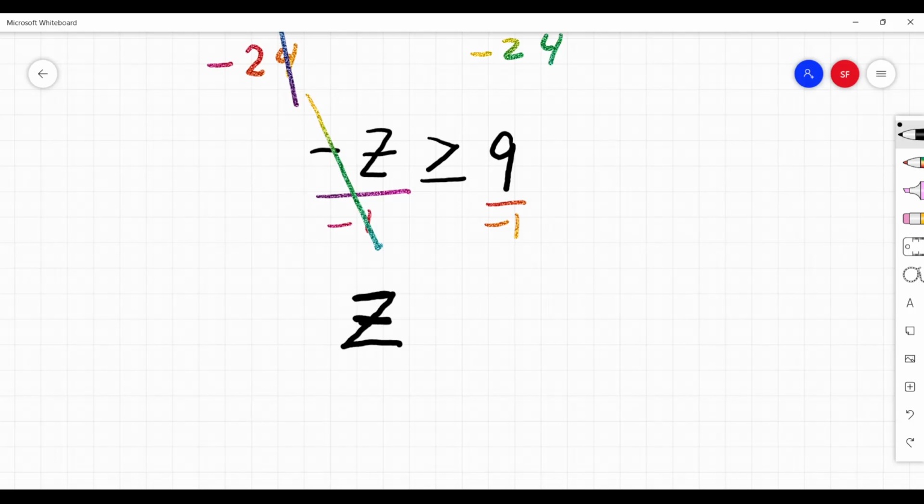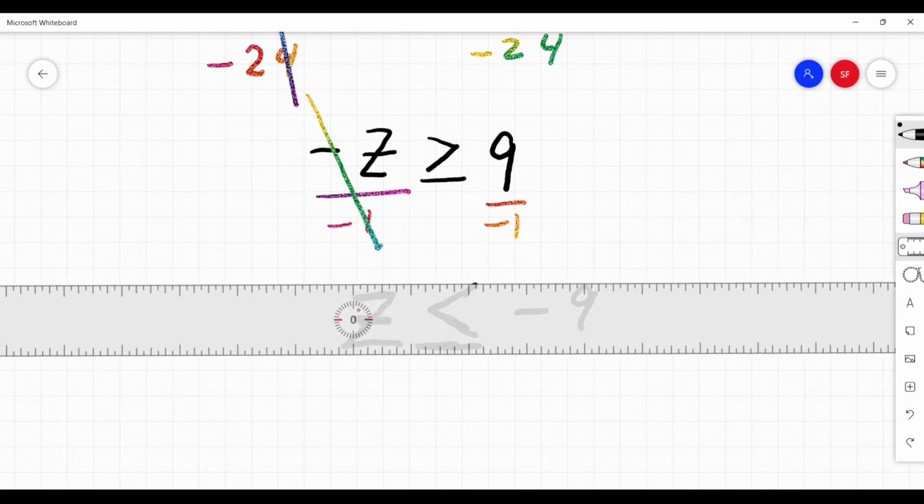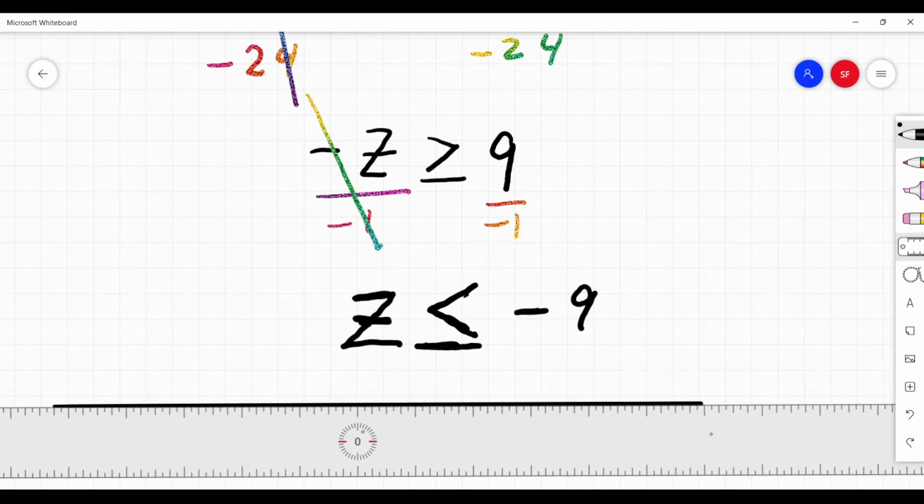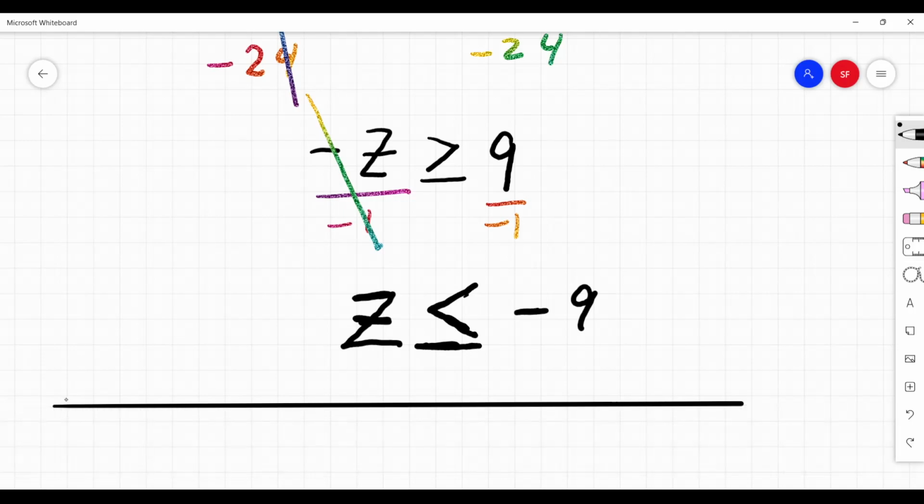That's close, but not quite. Z is what? Greater than or equal to -9. No, what did you forget? Something you forgot. Oh, the flipping. Yeah, because we did a negative. That's right. Less than or equal to -9. And then the graph would be fill in the circle to the left. Yes, it would be.